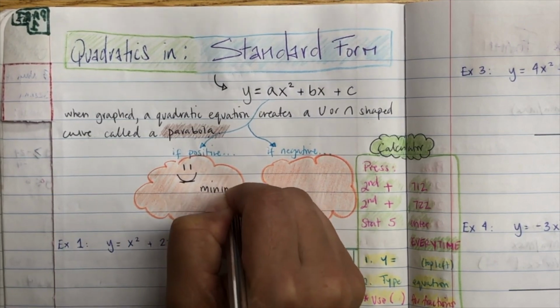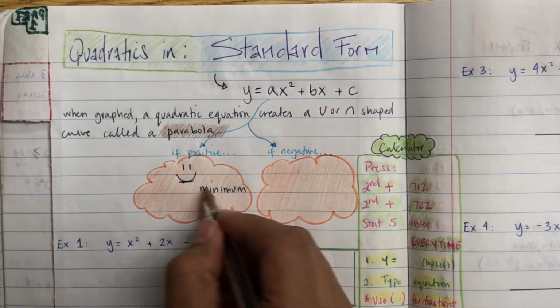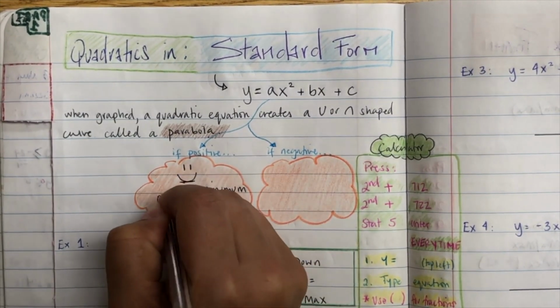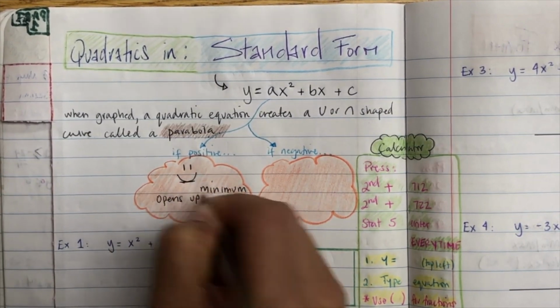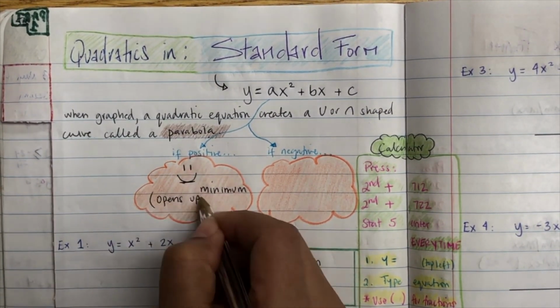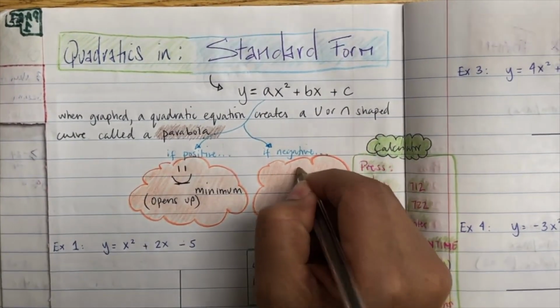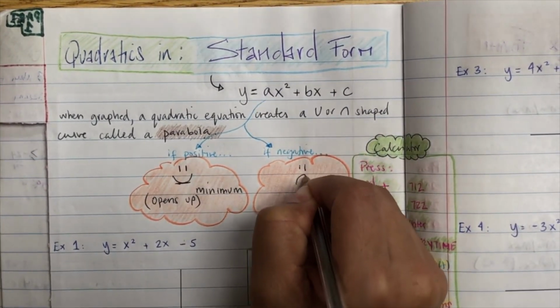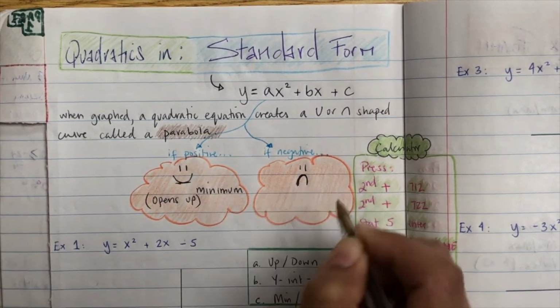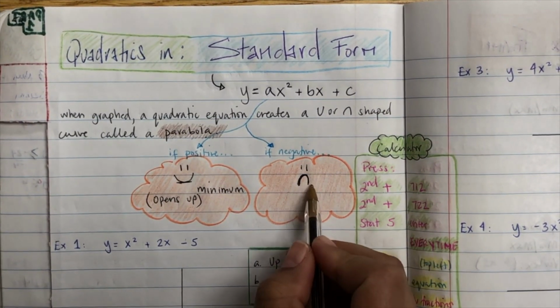This is a listening check. Underline the title standard form. The parabola opens up. Okay, that's how we're going to look at it. If it's negative, negative people are generally unhappy people. And what kind of shape is that going to give me? An N. This opens down.